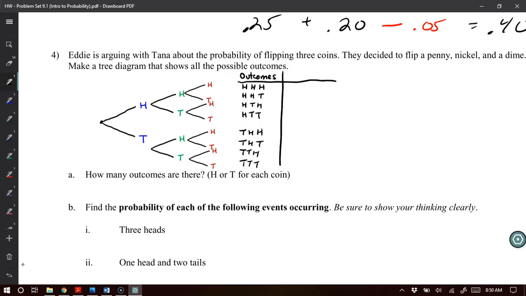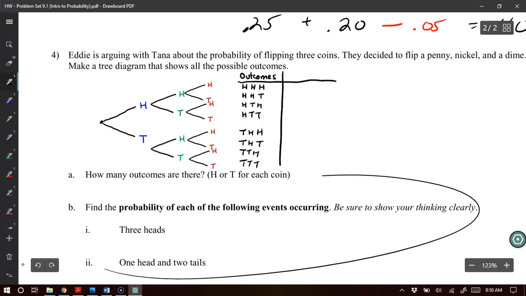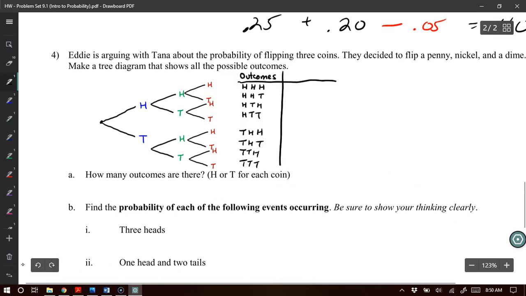So I see it's organized. It's going to be easier for me to answer all my probability questions from there. It even tells me how many outcomes I have. It answers part A for me just by counting them. But the reason why I say to do this is because we can count our probability faster. You have a 50-50 chance of flipping the heads or flipping the tails. And so I can label each of these with their corresponding probability.